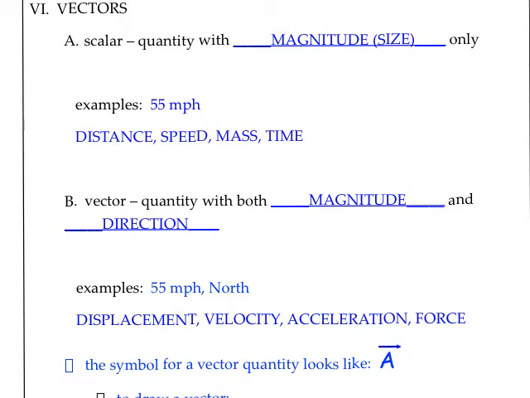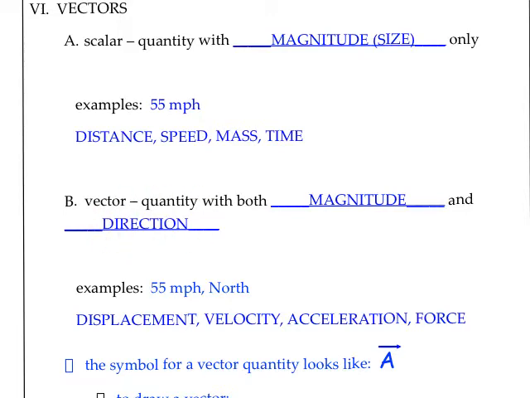Our last section in this chapter will be vectors. First, you need to know the difference between a scalar quantity and a vector quantity. Scalars have only magnitude, or a size. An example would be 55 miles per hour, whereas a vector quantity has both magnitude and direction, and this is the key to the difference.